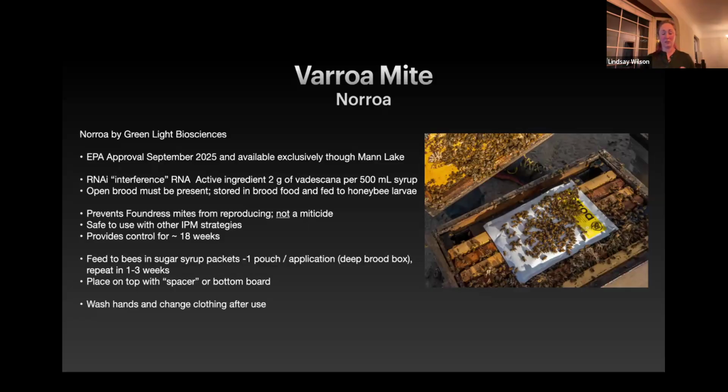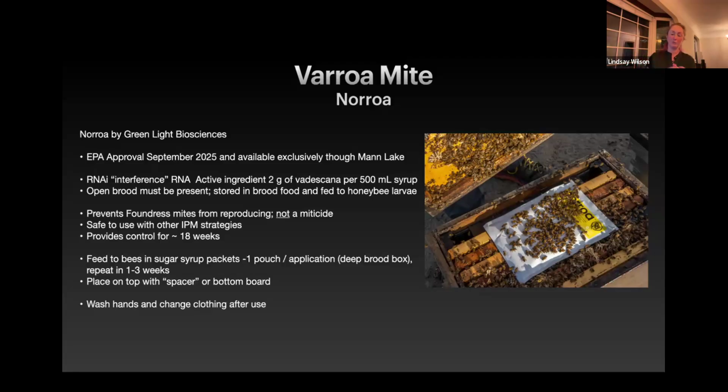It's fed to the bees in a sugar syrup packet. You need 2 packets per hive. So you put in 1 pouch. It's got a little thing you can open on it, and it has this little feeding membrane the bees can come to. So it's tasty sugar syrup in the packet that has the RNAi in it. It's 1 pouch per deep brood box. So if you have an exceptionally large hive, 2 brood boxes full of brood, you probably need 2 pouches per application. And then you need to repeat that in 1 to 3 weeks.